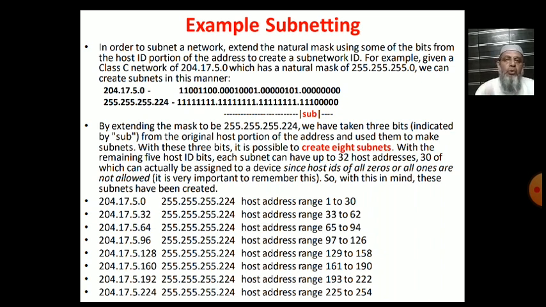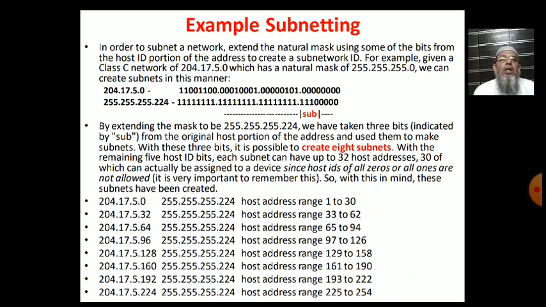In the second subnet, the first IP address 204.17.5.32 will become the network ID because we have subnetted. The subnet mask will be the same, and 32 is reserved. So .5.32 is the network ID. Now 33 to 62 will be the host range, the addresses that can be assigned to normal hosts, and 63 will be the broadcast address.